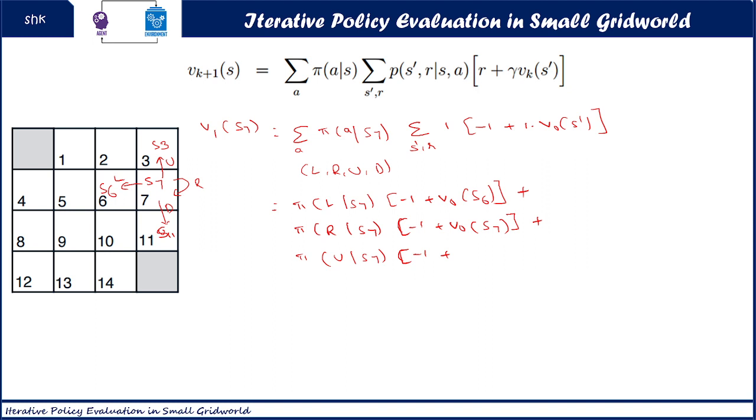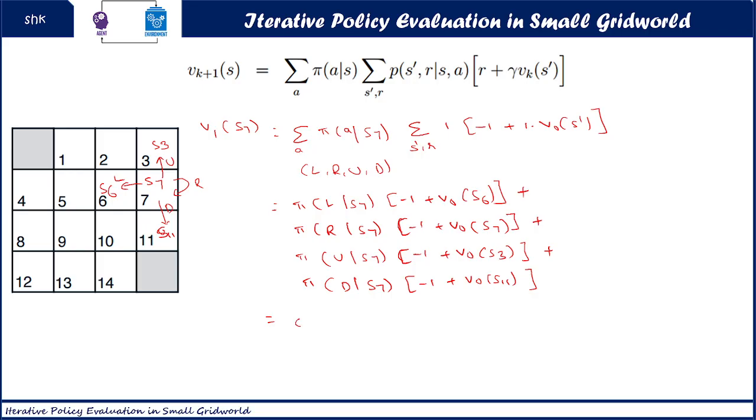The reward is minus 1. The next state to which we transit for the upward action from S7 is the S3 state, so V naught of S3, plus the probability for the action toward the downside from the S7 state. The reward is minus 1. The state transits to S11, so that is V naught of S11.